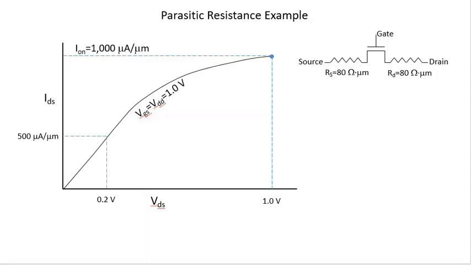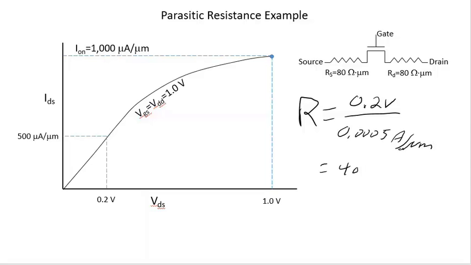You first find the total resistance of the FET from the measured data. That's R, we'll call it R, and that's the slope of the linear region, the inverse slope. And so R is 0.2 volts divided by 0.0005 amps per micron. That comes out to 400 ohm microns. Again, that micron refers to the channel width, so you divide the 400 by the width of the channel to get the total resistance of the FET.